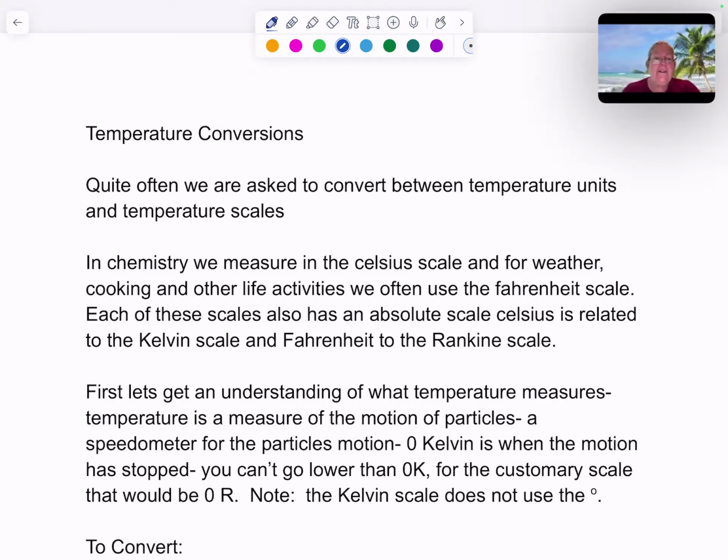So why convert? Well, as the world becomes more linked through social media, you start seeing recipes in particular where you're asked to cook something in degrees Celsius and your oven is set for degrees Fahrenheit. And if you set yours to 200 Fahrenheit, well, that's not the same as 200 Celsius, and it's going to take longer for your stuff to cook. So let's talk about how to convert between units.